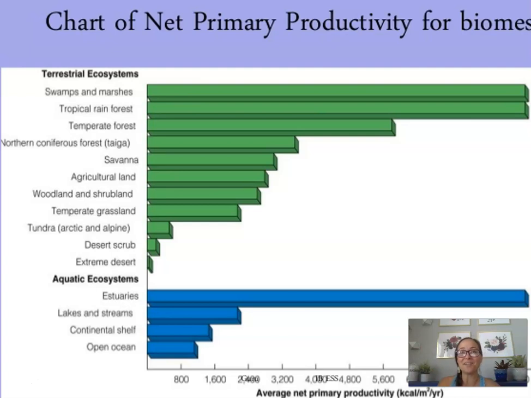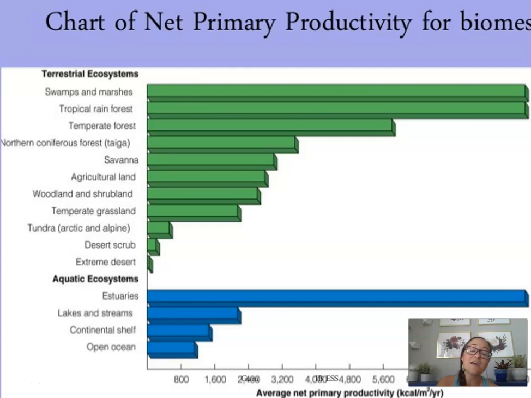So even if they do have lots of open land and space, the sunshine isn't quite there. They have shorter days, being at northern latitudes, and the colder temperatures could also slow down enzyme productivity during photosynthesis. And then as you move down, you see savanna, agricultural land, woodland, shrubland, etc. So when you think about this, you're going to have different limiting factors.